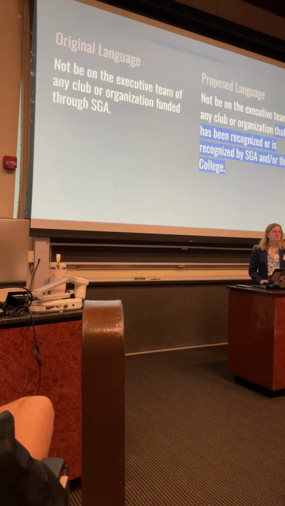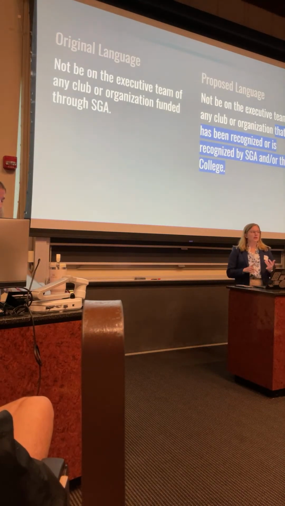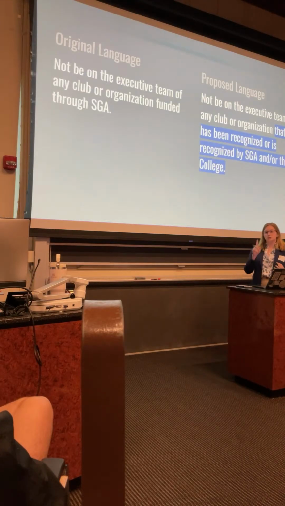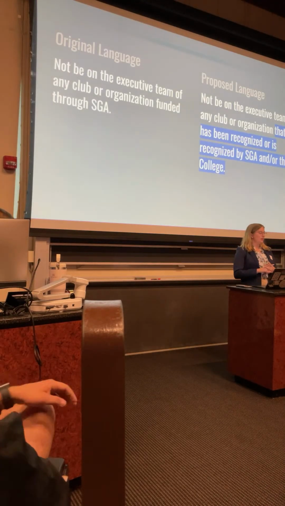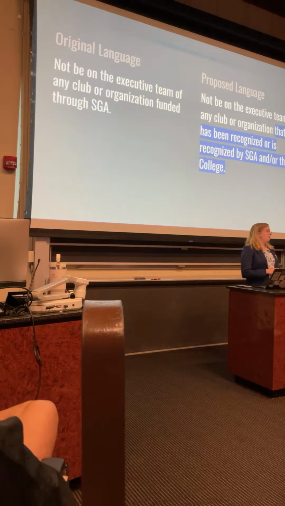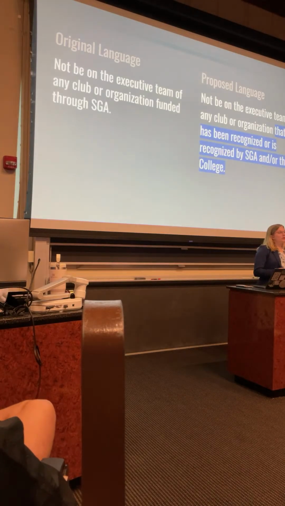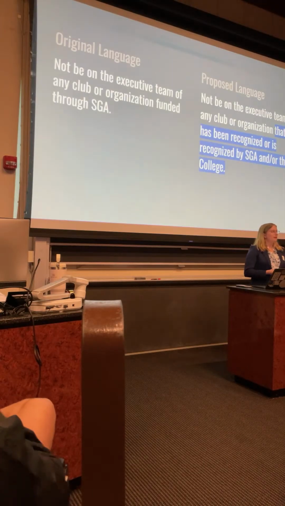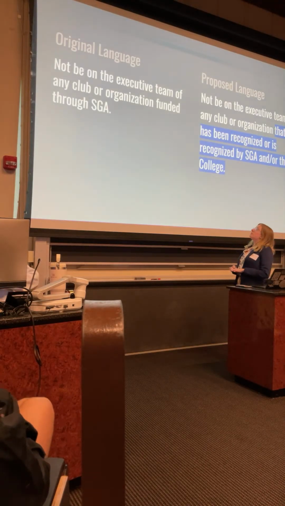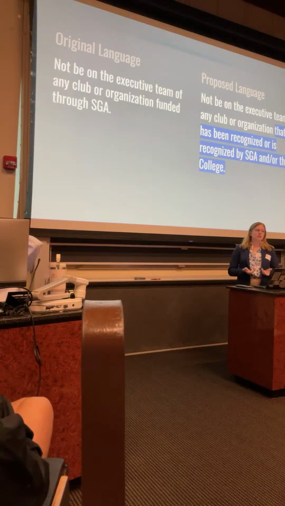So basically this was an amendment that myself and a couple people proposed last year. It affects the president, the speaker of the house, the chair of finance, and the chairs of student affairs. And it is a bias prevention amendment. Basically, it says that we can't serve on executive teams of clubs. And originally, the way that we defined that last year was strictly on the basis of whether or not an org was funded through SGA.